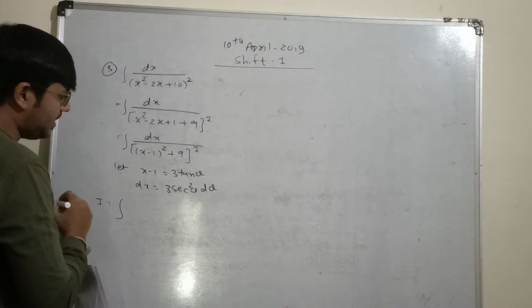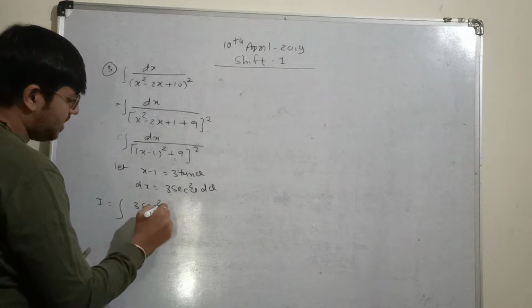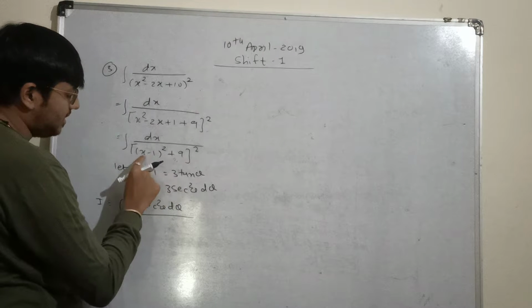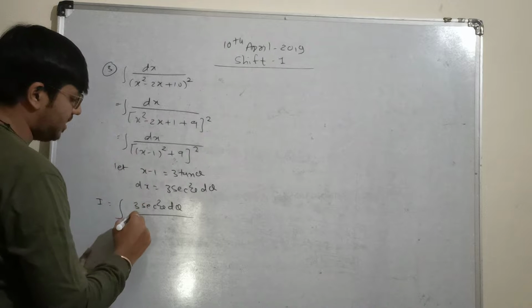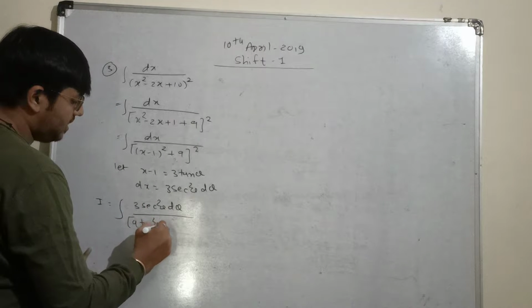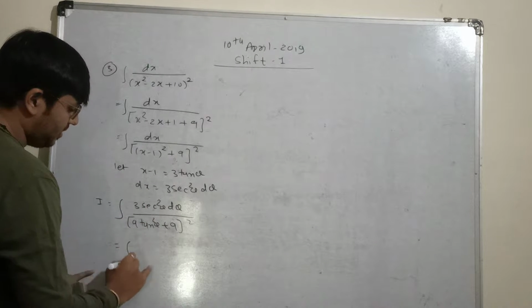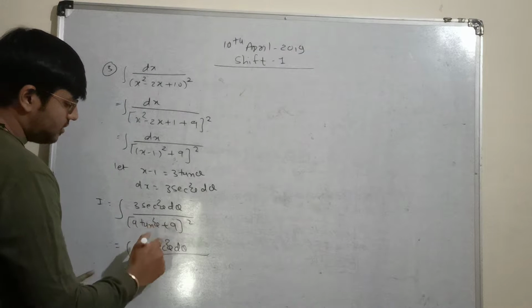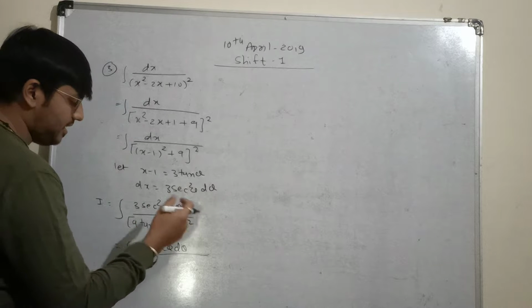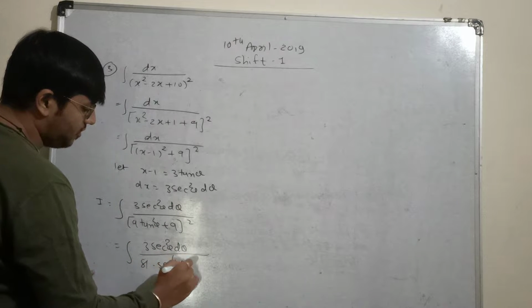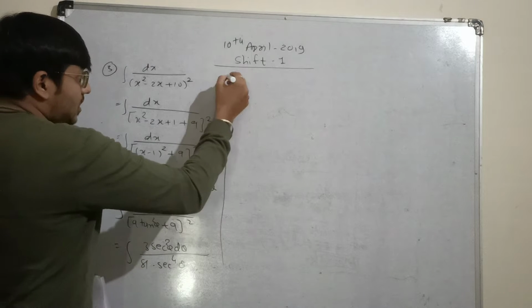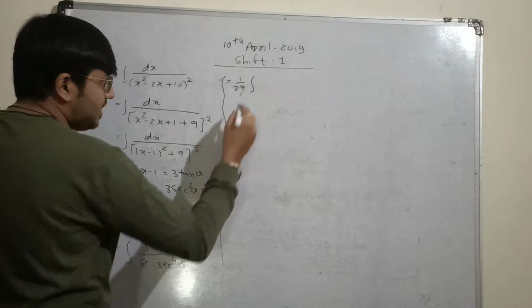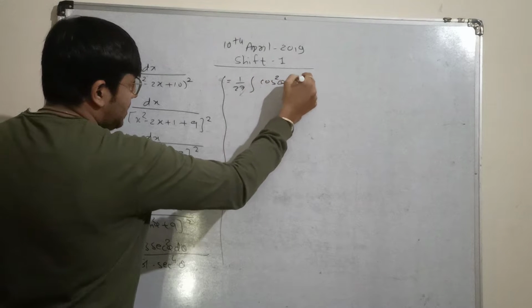So now if I write down integration as it's 3 sec square theta d theta upon here it is 3 tan square theta plus, that is (3 tan theta) whole square, that is 9 tan square theta. So 9 tan square theta plus 9 whole square. So I can say 3 sec square theta d theta upon 9 square, that is 81, tan square plus 1, that is sec square, that is sec raised to 4 theta. So now it will be 1 by 27 sec square theta upon sec raised to 4, that is 1 by sec square, which can be written as cos square theta d theta.